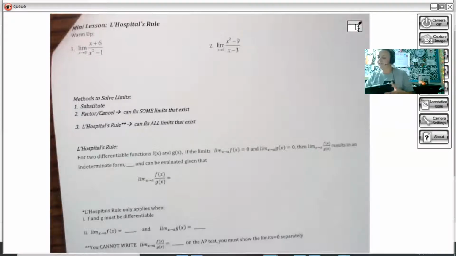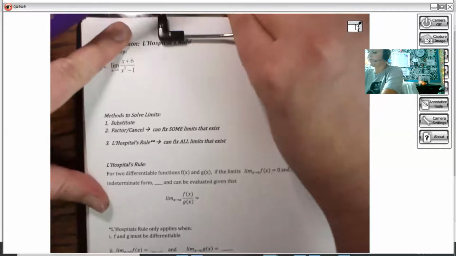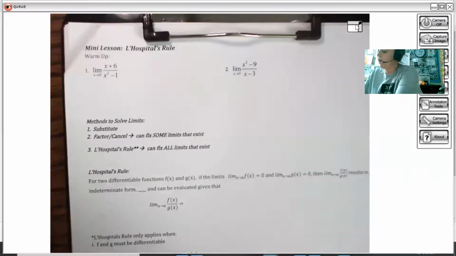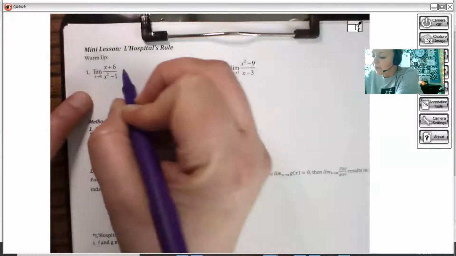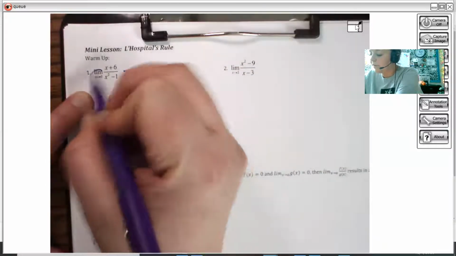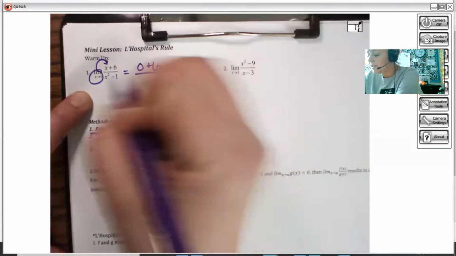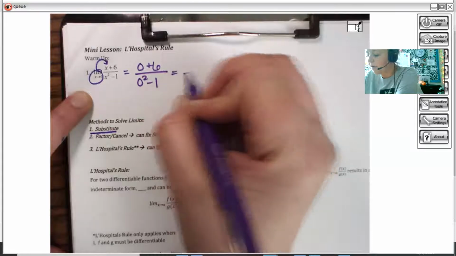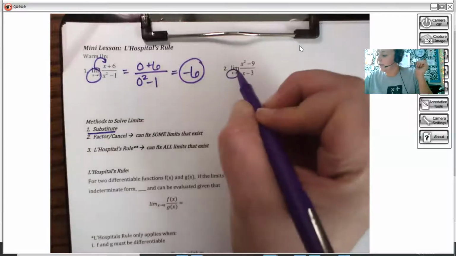It's the limit as x approaches 0 of (x plus 6) over (x squared minus 1). So if you remember, we always try when we're doing limits to substitute first. So I would do 0 plugged in. I'd have 0 plus 6 on top, 0 minus 1 on bottom, and then 6 divided by -1, boom, -6. Easy. Okay, when you get to number 2, though, you try to plug in 3.